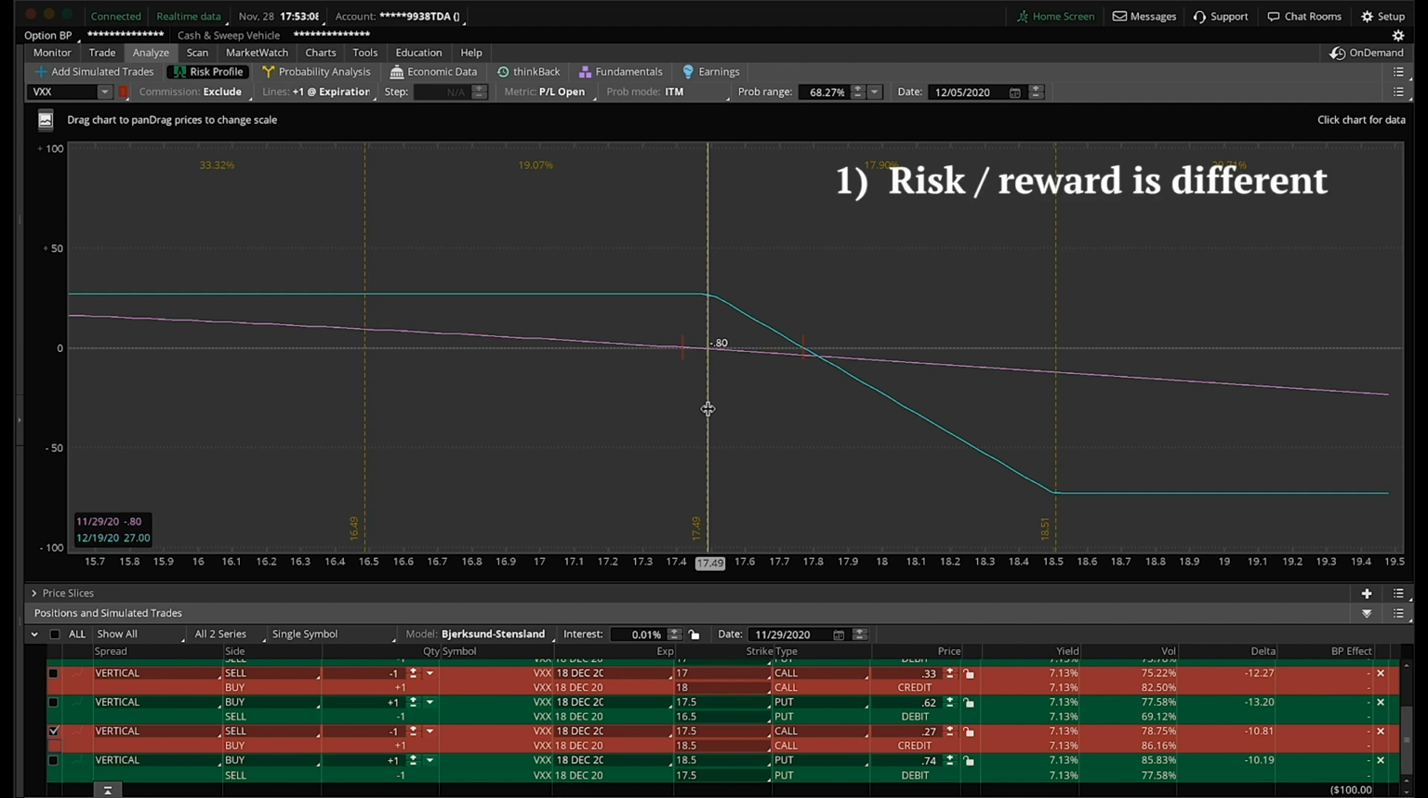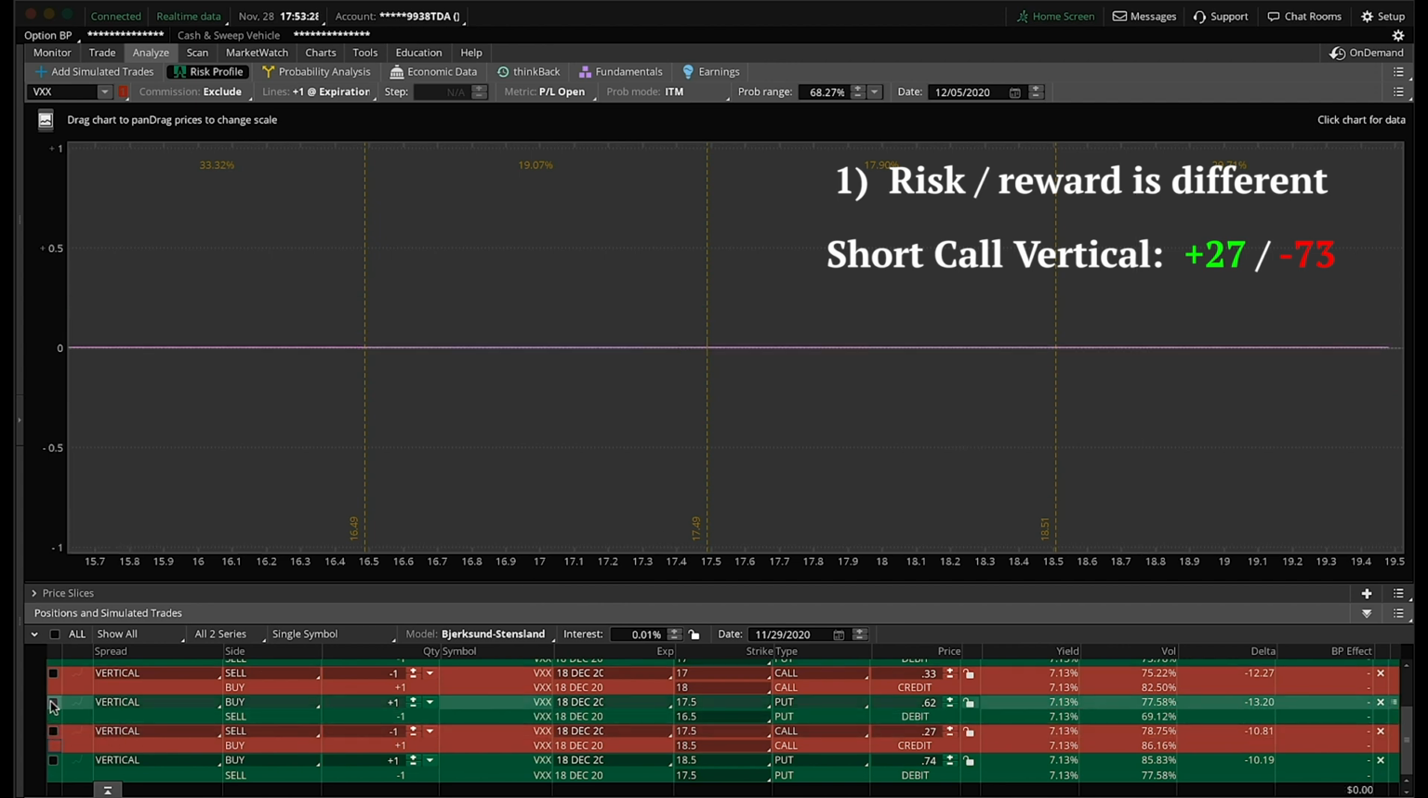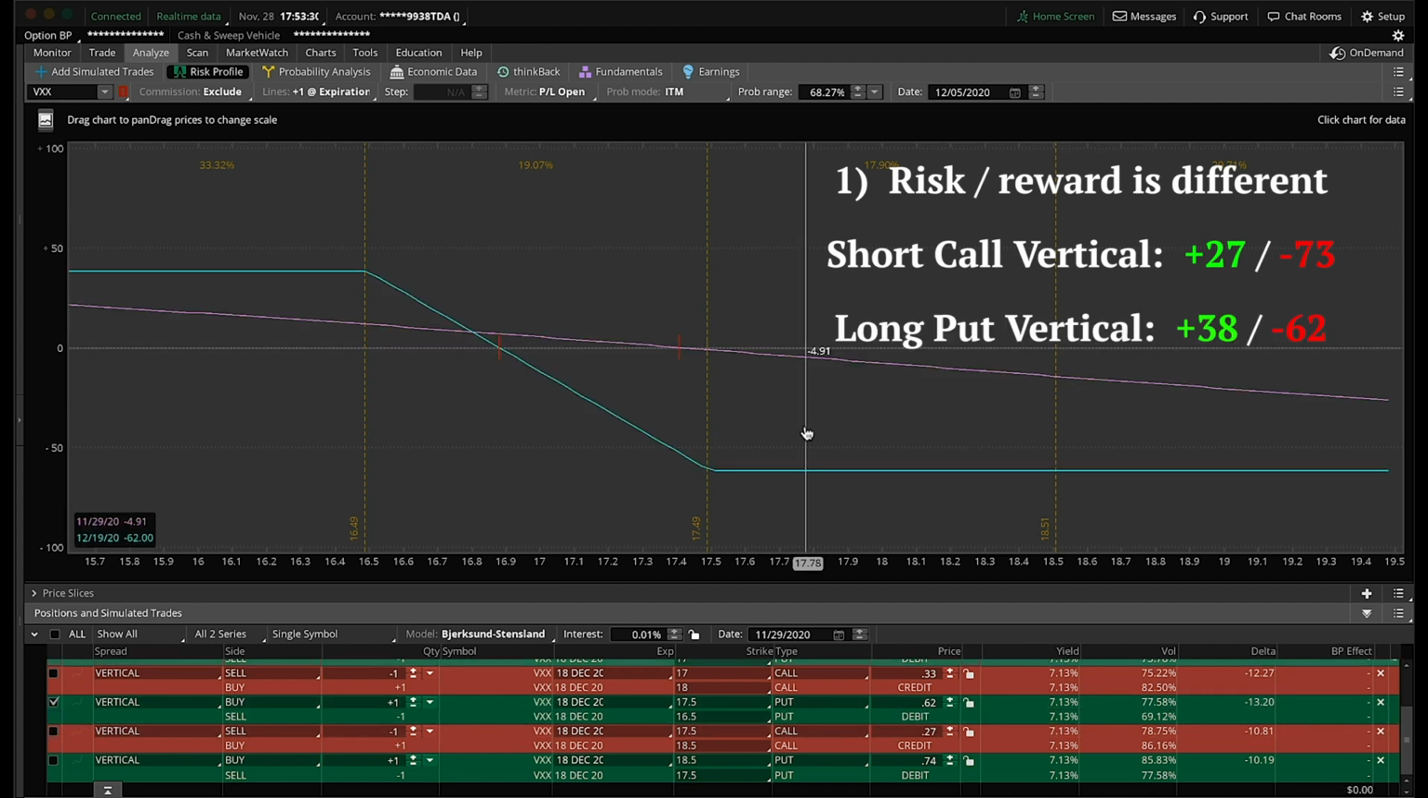The first thing is, the maximum profit for this trade is $27. Now it's true that it happens at a lower point, but you have to note that the maximum gain and the maximum loss aren't quite as attractive as the long put vertical here, where the maximum loss was only 62 and the maximum gain was 38. So the risk-reward profile of these two trades is slightly different.